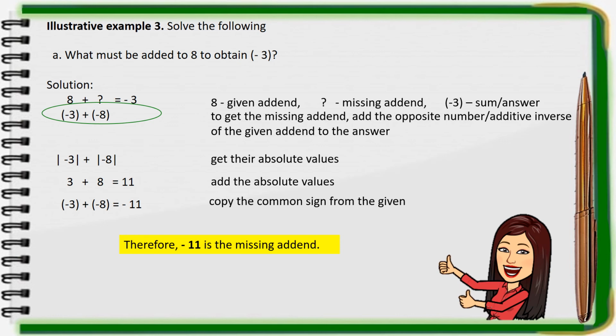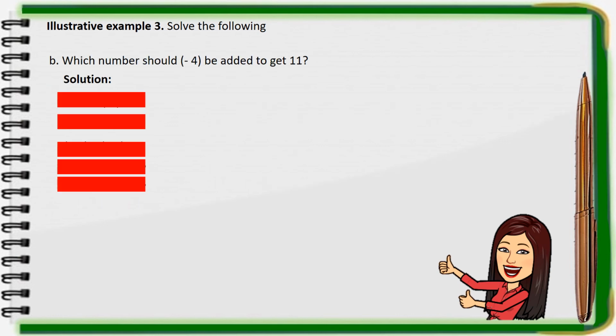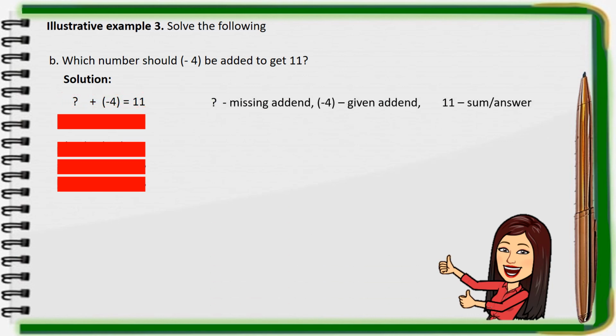Okay, let us have one more example. Which number should negative 4 be added to get 11? Okay, let us analyze our problem. Alin daw number i-add si negative 4 para makuha natin ang 11? Okay, so let us write our given. Our given are negative 4, the addend, and positive 11, that is our sum.